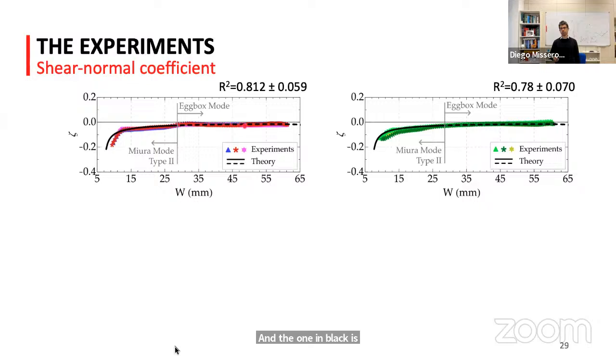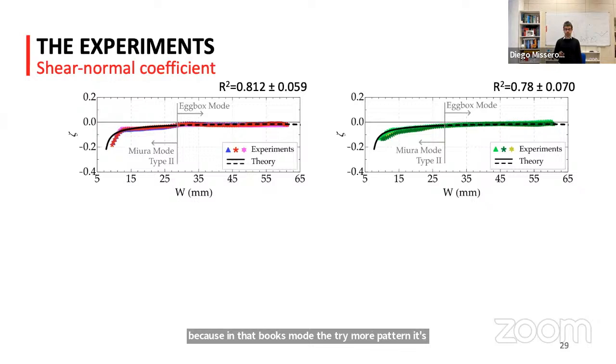And as you can see, also in this case, except for this part here, because in this part, the tessellation has a sort of thickness accommodation problem. So you have some discrepancies here between the experiments and the theory, but globally, the experiments are confirming the theory. And I would like to remark that this coefficient is close to 0 because in the eggbox mode, the triamorph pattern is more or less in an orthotropic symmetry state.